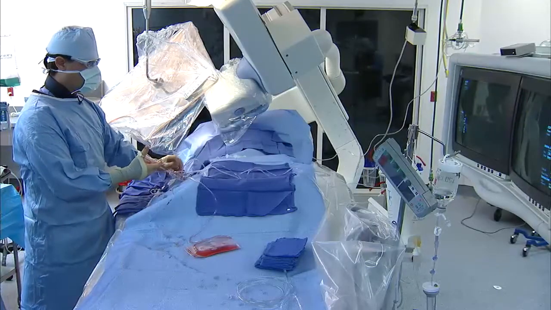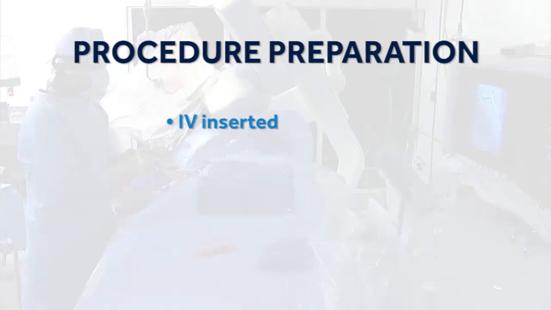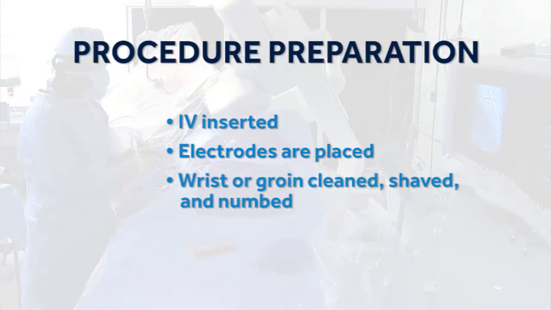Angiograms take place in a cardiac catheterization lab. To prepare for your angiogram, a nurse inserts an IV into your arm to administer mild medications to help you relax. Then small sticky pads called electrodes are placed on your chest to monitor your heart rate and rhythm. Your wrist or groin area is cleaned, shaved and numbed.